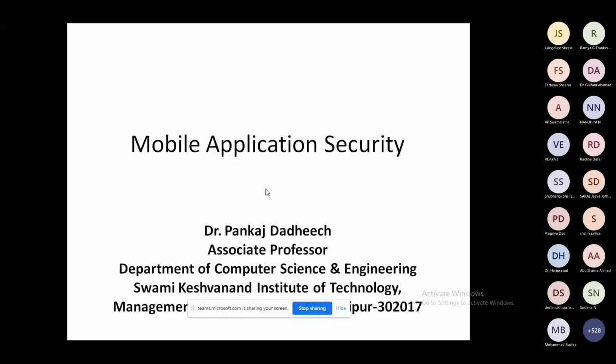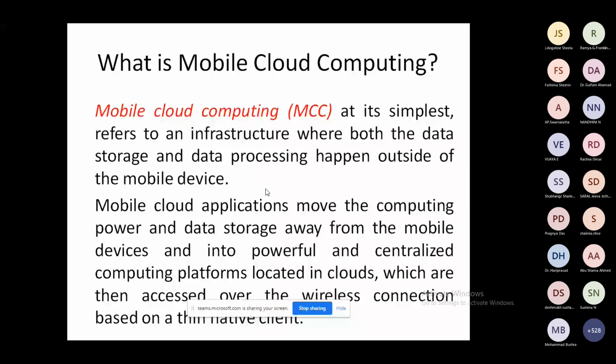Please proceed. Okay. So today I will discuss mobile application security. This is the topic, a very hot topic. So what is mobile cloud computing? Mobile cloud computing, in the simplest terms, refers to an infrastructure where both the data storage and data processing happen outside the mobile device. Mobile cloud applications move the computing power and data storage away from the mobile devices and into powerful and centralized computing platforms located in clouds, which are then accessed over the wireless connection based on a thin native client.